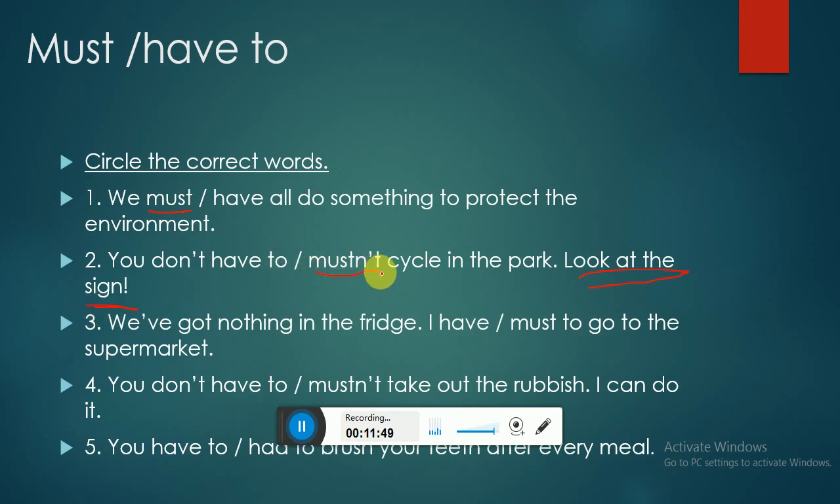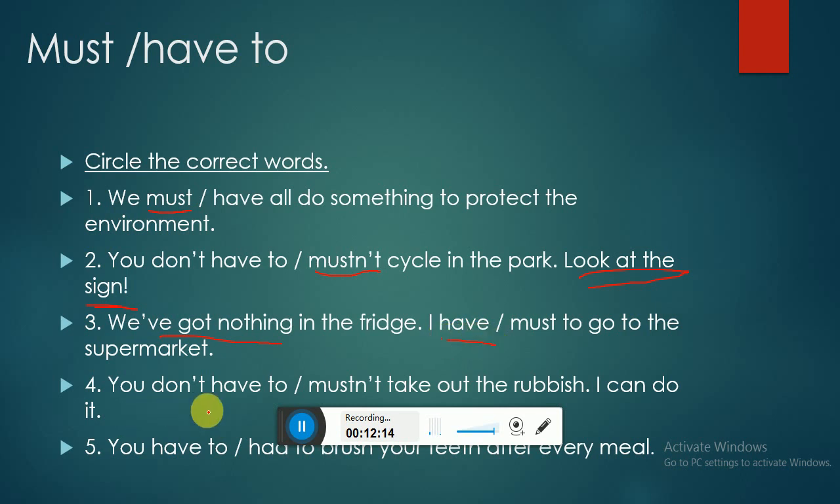We have got nothing in the fridge. I have to or I must to go. When I use have, I have to put to. There is nothing to do with must because it's not followed by to. So we have to use I have to.